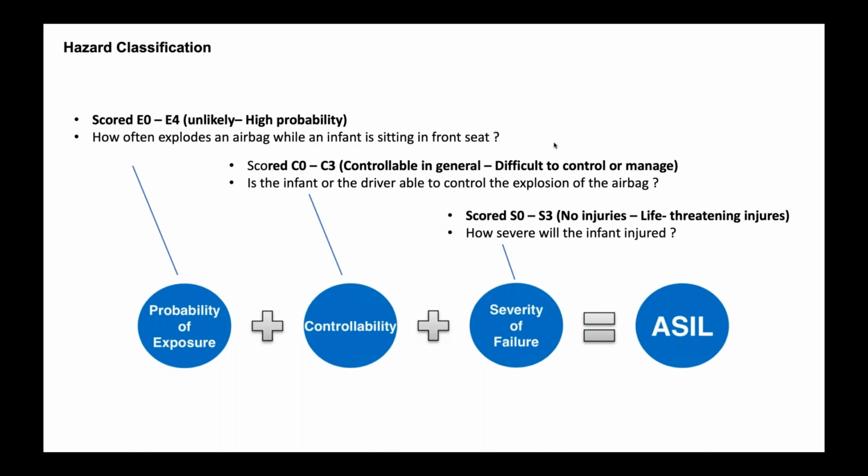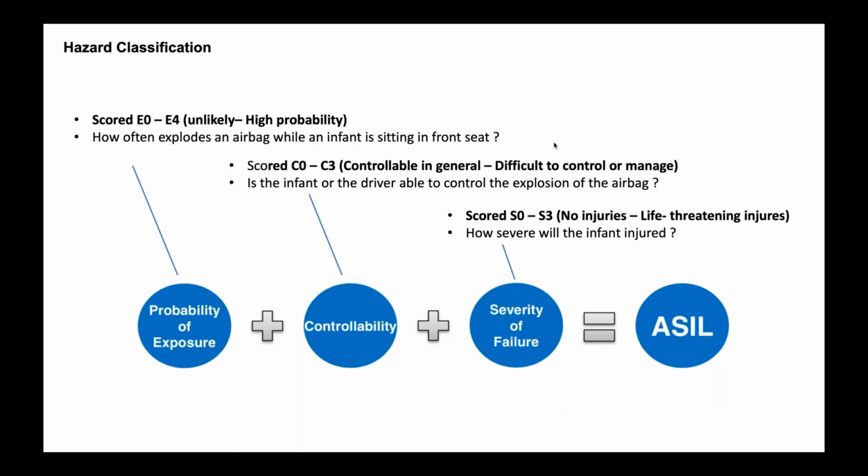For example, how often does an airbag explode while an infant is sitting in the front seat? It's not often. The controllability is another score, from C0 to C3. It tells you how controllable the event is. On one side, it's controllable in general, and on the other side, it's difficult to control and manage. Is the infant or the driver able to control the explosion of the airbag? The answer is no, it's not controllable.